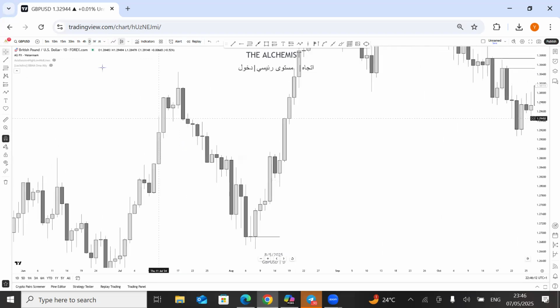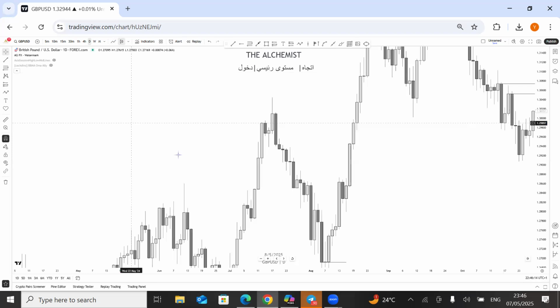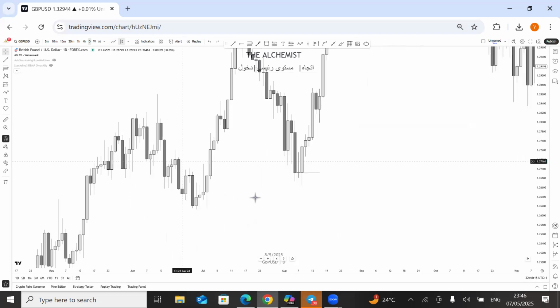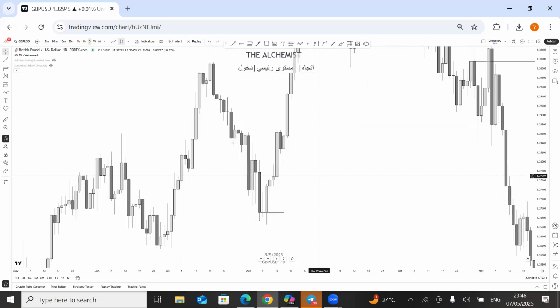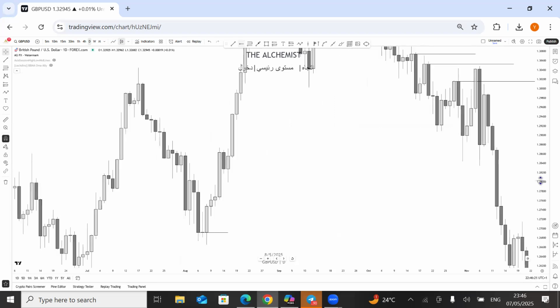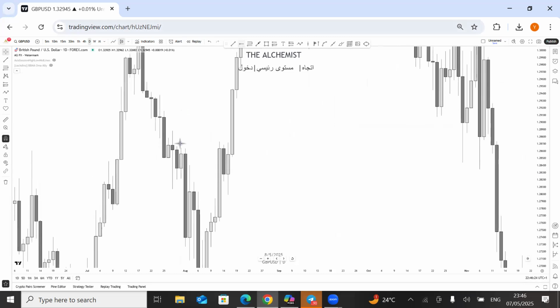Let's see more of open close. Let's not neglect open close levels. Those are very important. We have this open close level.